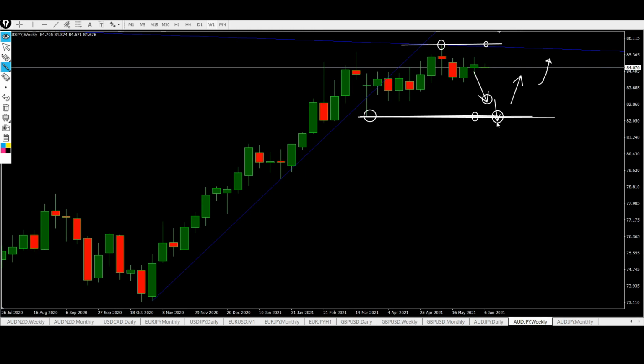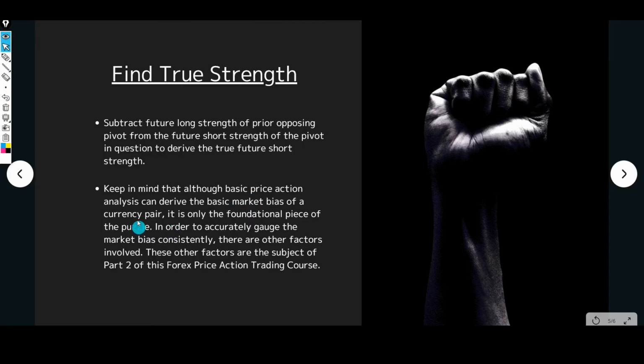Okay, so let's go on to the remainder of that text. Keep in mind that although basic price action analysis can drive the basic market bias of a currency pair, it is only the foundational piece of the puzzle. In order to accurately gauge the market bias consistently, there are other factors involved, and these other factors are the subject of part 2 of this Forex price action trading course.